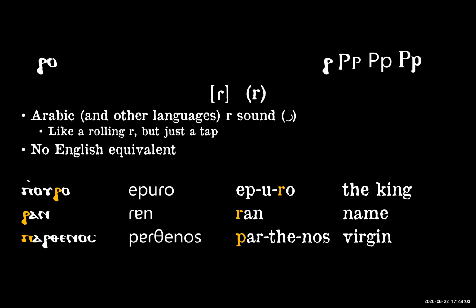So example words are, two of these we already repeated. Epuro, so see here it makes the R sound. Ran, that means name. You know when we say Chenefran Emefiot, in the name of the Father, Ran is name. And then Parthenos, virgin.